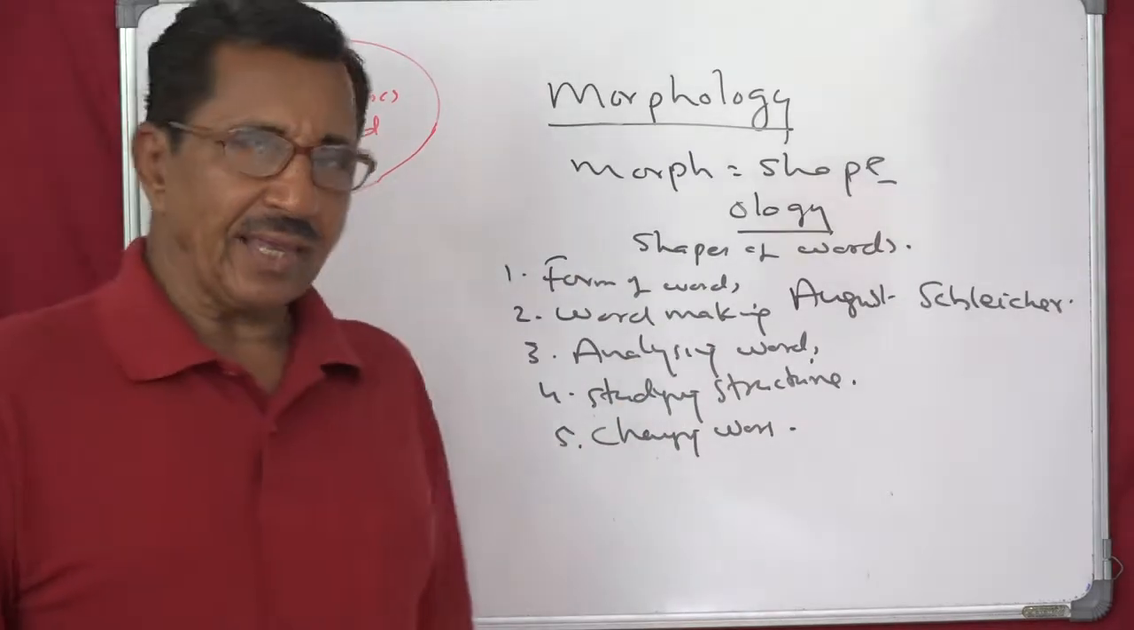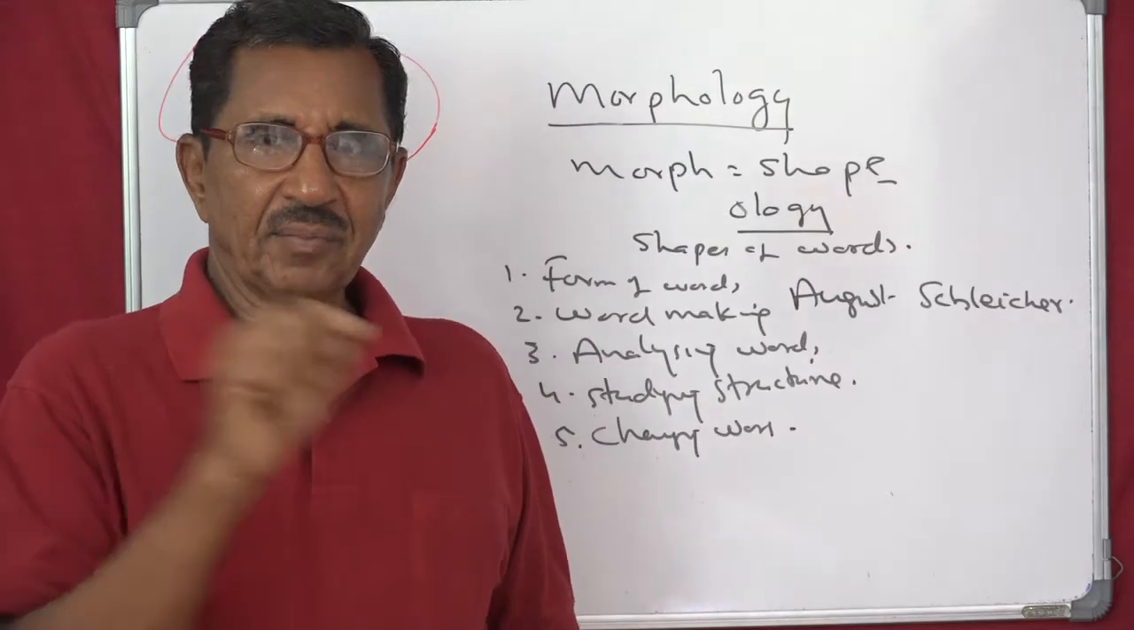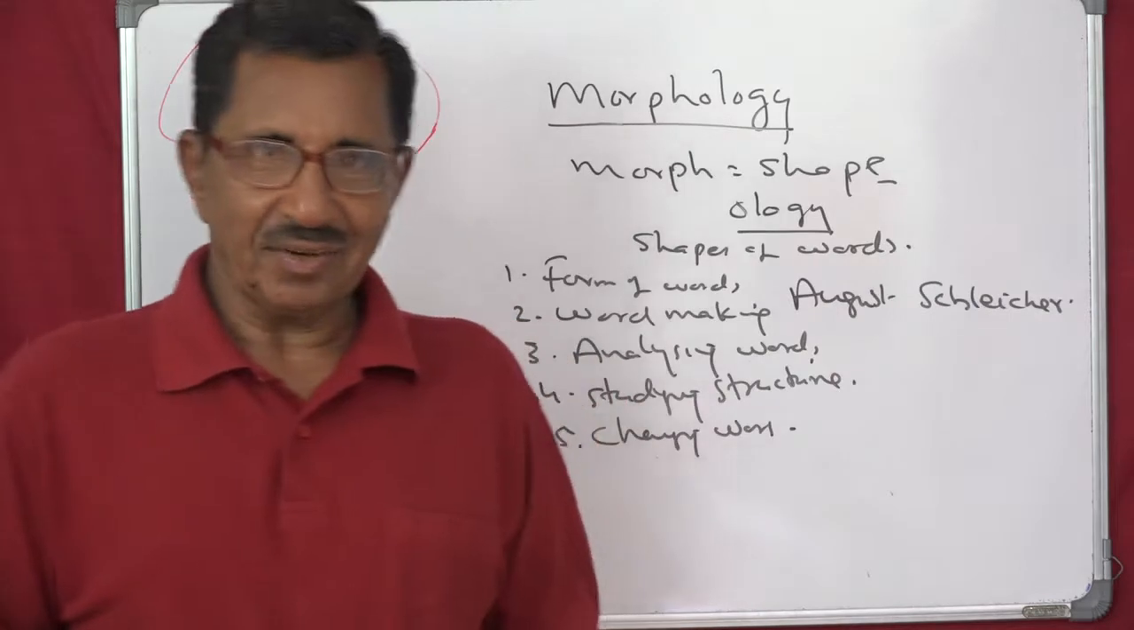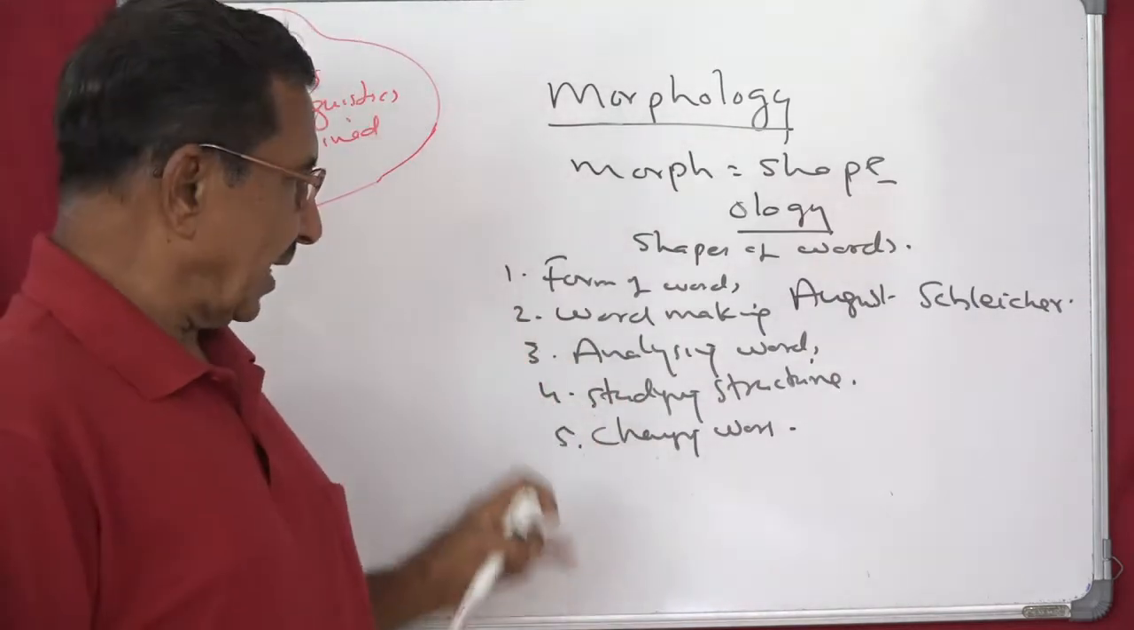Then word making, that is, for example, you have got history. You can make another word, prehistory, isn't it? Beautiful, you can make beautifully. So that is word making.